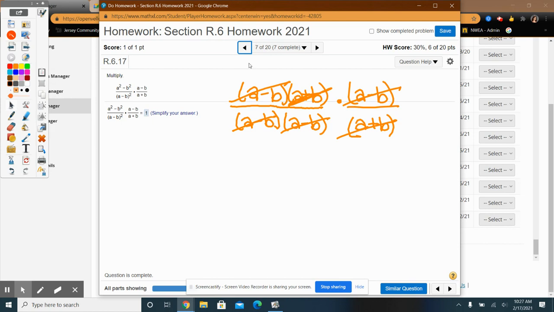Yep. So everything should cross out. If you find a pair, like here's 2a minus b, so they cancel out. I can't cross these out because they're not the same. But this one is the same as this one down here, and anything on top can cancel with anything on bottom.